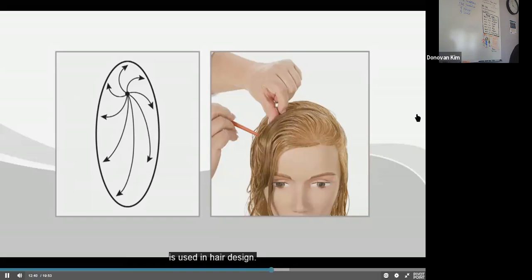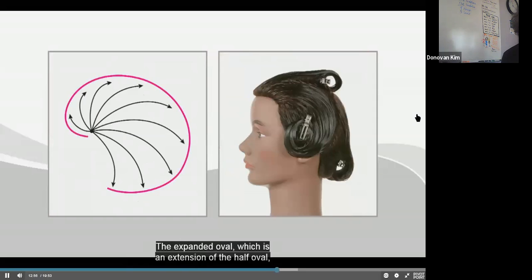An oval is a geometric curved shape bounded by a circumference, having unequal radii from a point of origin. The unequal radial lines produce fast to slow speeds that result in unequal movements from the point of origin. The expanded oval, which is an extension of the half oval, is used to encompass a larger area than a half oval.